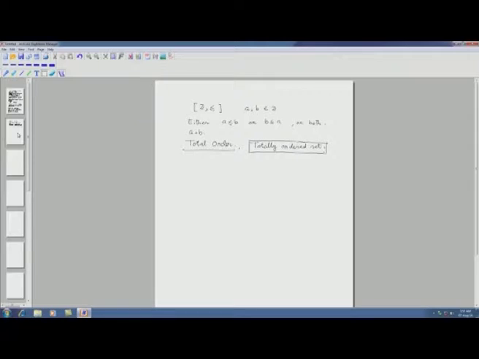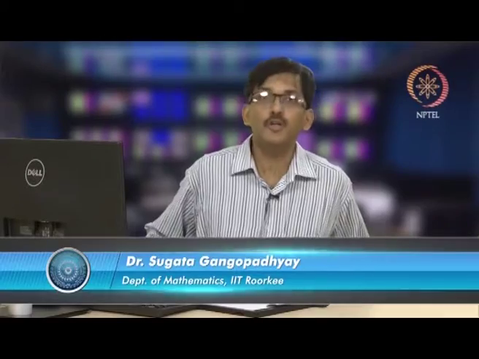Now, we move on to a partial order which is not a total order. This is important because otherwise we do not have to study much, because then we will say that okay, all partial orders are total orders, but it is not so. But to establish that, we need an example.